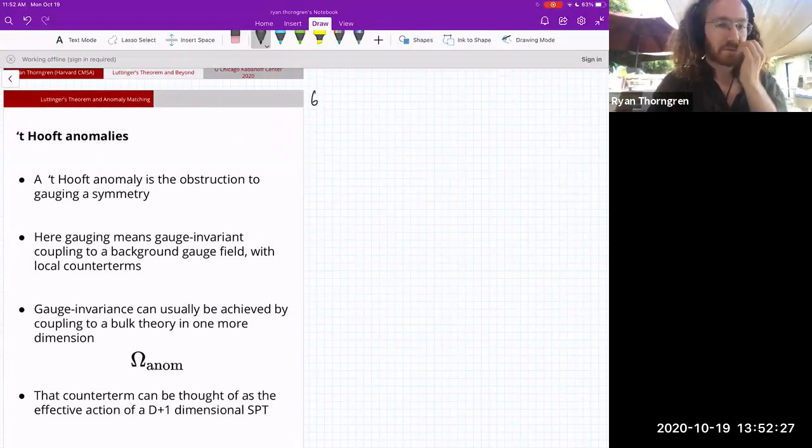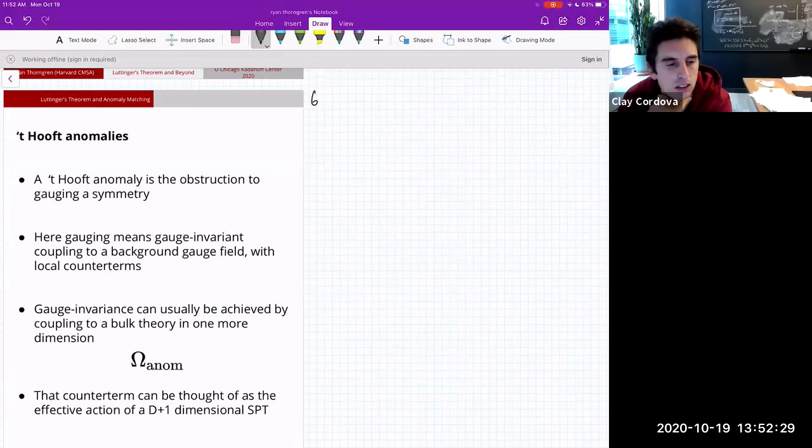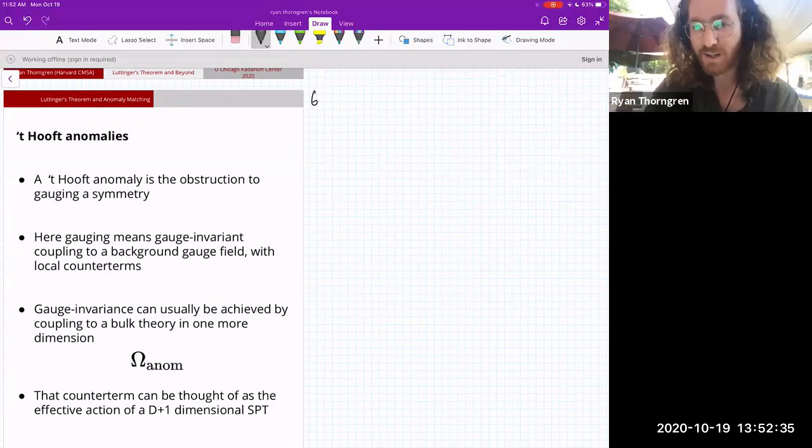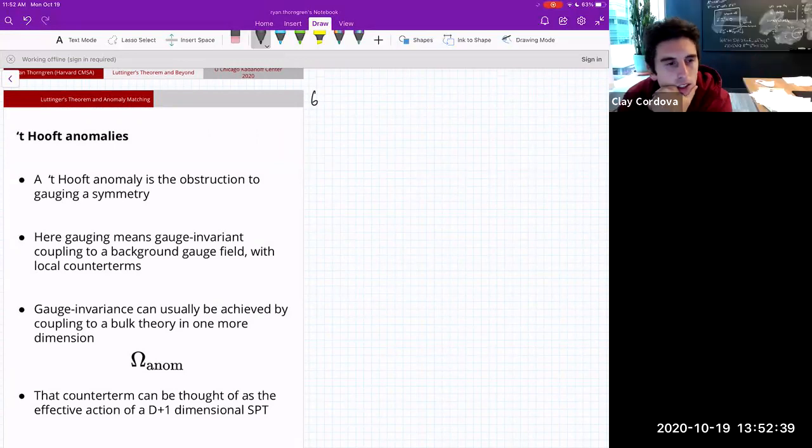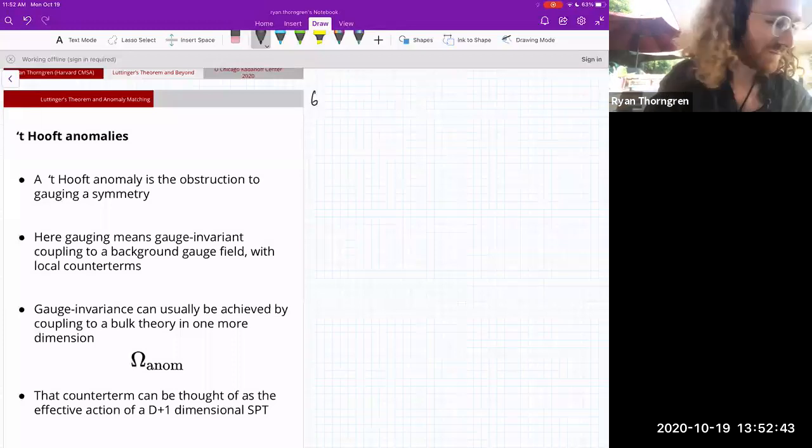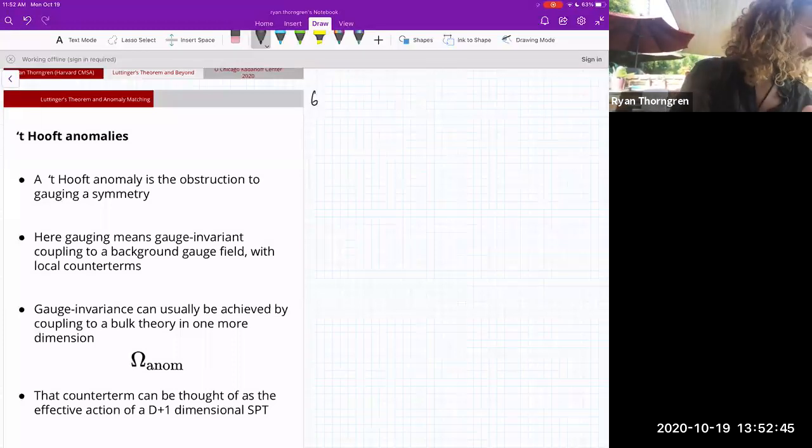So one way to think about an anomaly, the one you're talking about acts on all the A's with some fixed charge. Is that what you're? That's right. Yeah, it's just the particle number. Overall particle number. Okay. Sorry about that. Hopefully you can hear me.